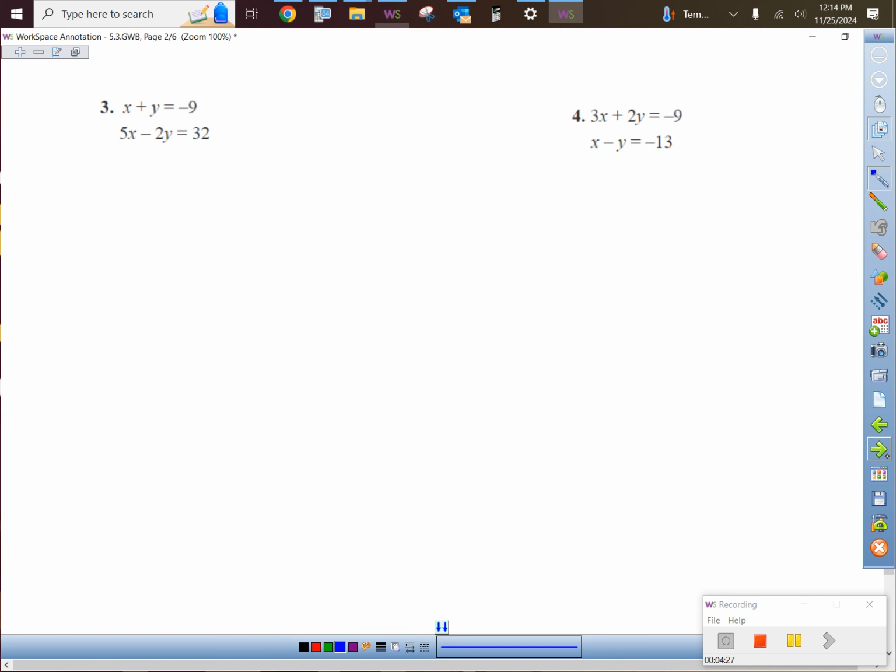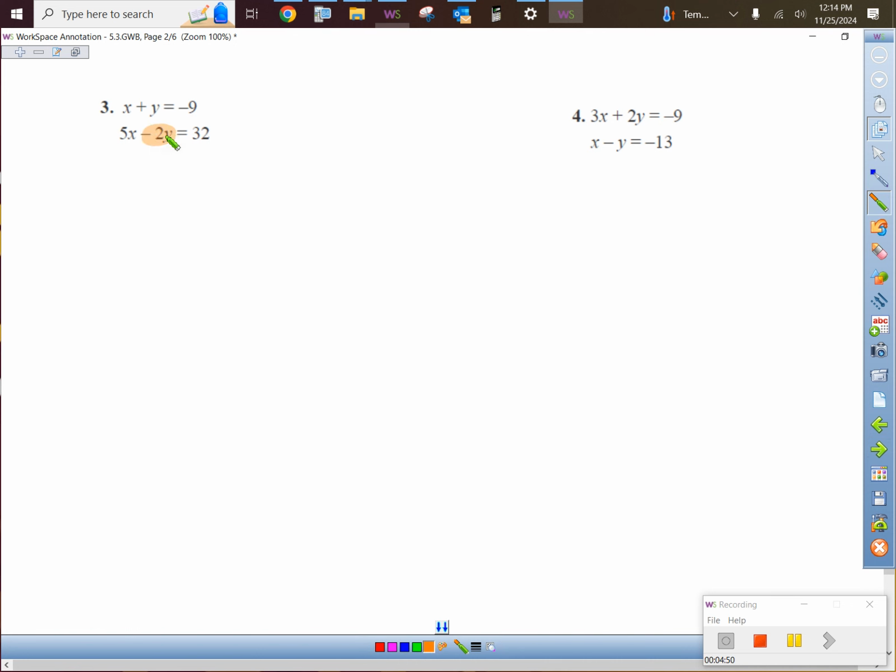Question 1, are they all lined up on top of each other? X's on top of x's, y's on top of y's, equals on top of equals, and constants on top of constants. Yes. If I add them together right now, is anything going to go away? Nope. So we've got to do some math magic. I'm going to make it easy for you.